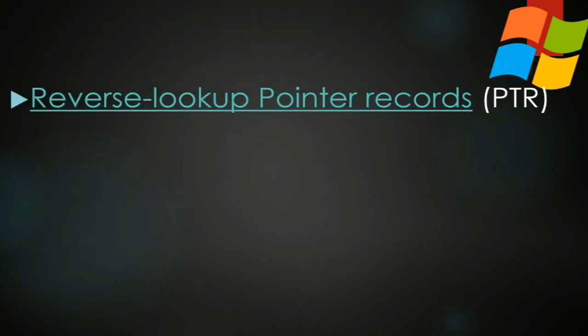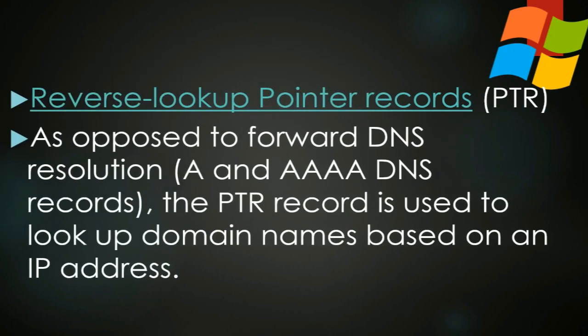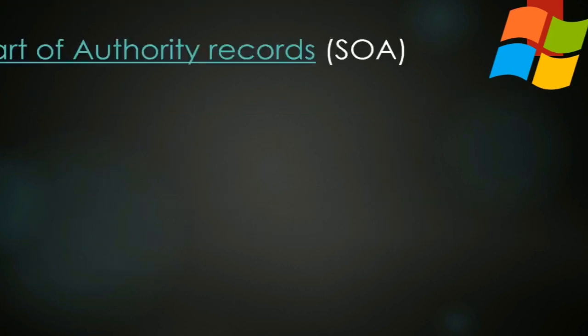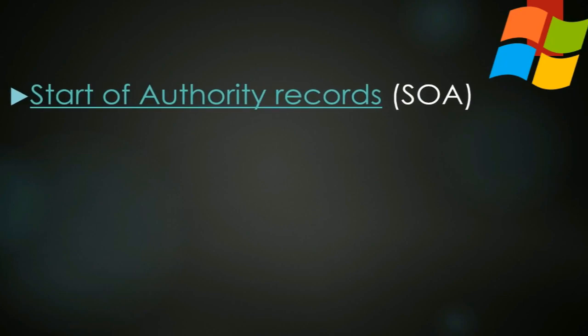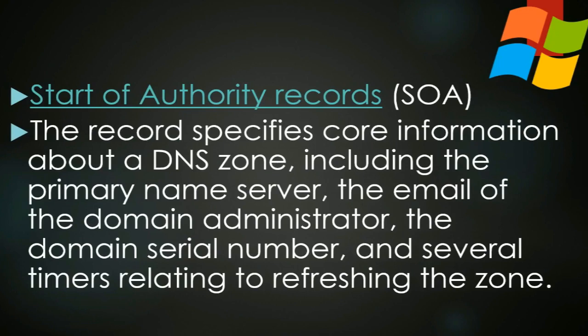Reverse lookup pointer record or PTR record. As opposed to forward DNS resolution A and quad A DNS records, the PTR record is used to look up domain names based on an IP address. Start of Authority Record or SOA. The record specifies core information about the DNS zone, including the primary name server, the email of the domain administrator, the domain serial number, and several timers relating to refreshing the zone.